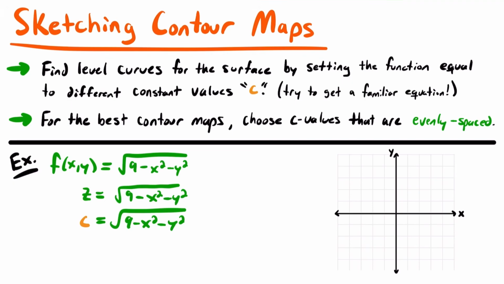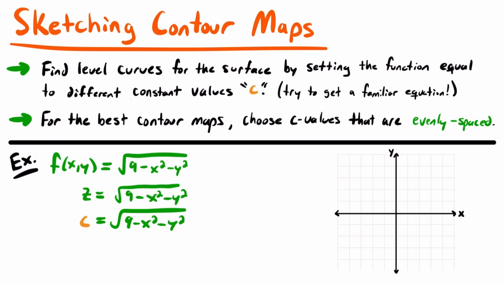But to make that process easier for us, because I currently don't know how to graph this function in its current state, what you want to do is get this equation, now that you've set it equal to c, into a form that you do know how to graph before you start plugging in values of c. So what I'm going to do here is manipulate this equation a little bit.